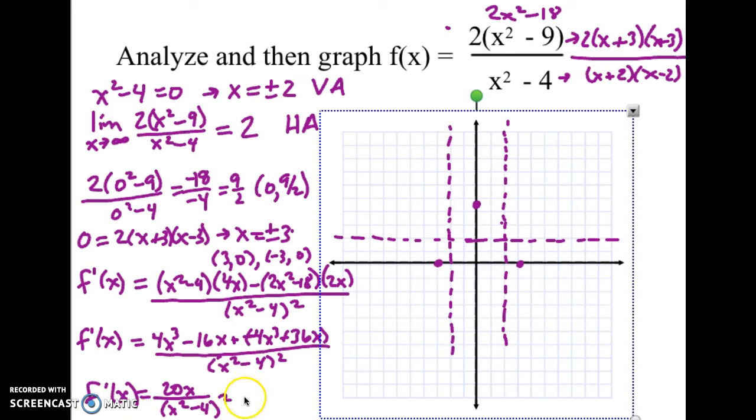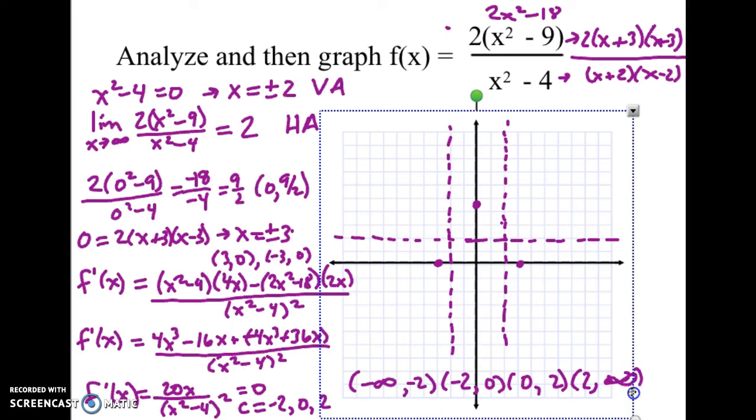So I want to think about where that's undefined. It's going to be undefined at 2 and negative 2 because that's what makes the bottom equal 0. And the top equals 0 at x equals 0, so that's where my derivative equals 0. So my three critical numbers are negative 2, 0, and 2. So I'm going to set up intervals. I have three critical numbers, so I'm going to have four intervals.